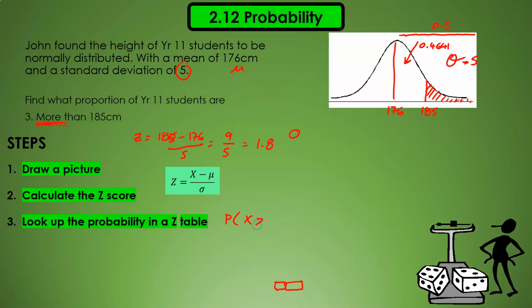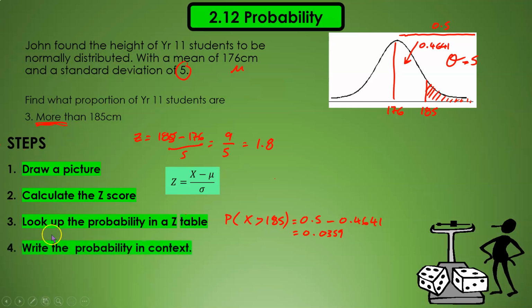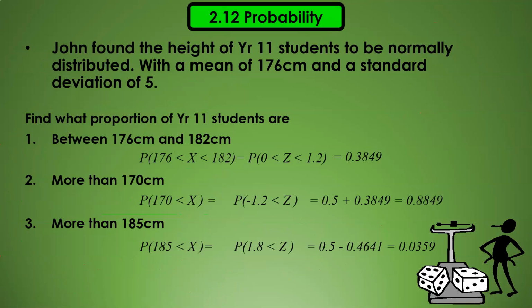So the probability x is greater than 185 is equal to 0.5 take away 0.4641, which gives us a probability of 0.0359, which is that red area. And now the fourth step, the probability of a Year 11 being taller than 185 centimetres is 0.0359, which gives us our answer.